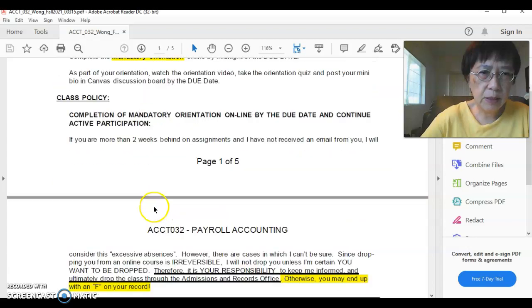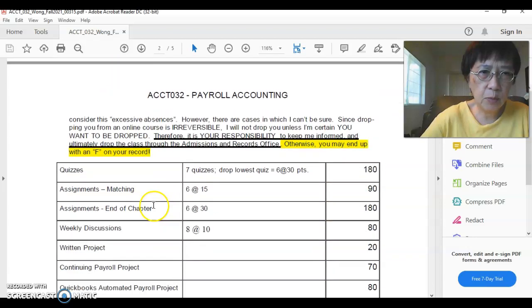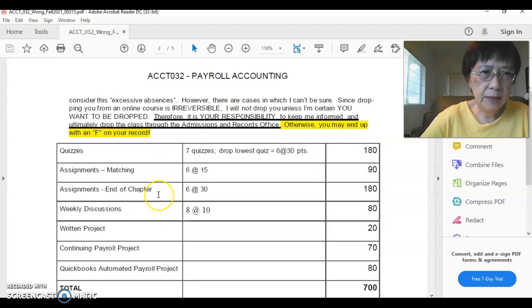Let's talk about the class homework. As I said, it is 8 classes. I have quizzes, 7 quizzes. I'm going to drop 1 quiz, so it's 6 quizzes at 30 points each, 180. And I have assignments. Each class, I have assignments for you, 1 matching and 1 Excel spreadsheet homework, and it's due at the end of the class.